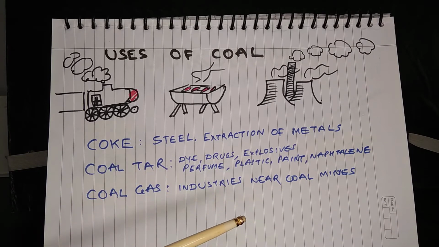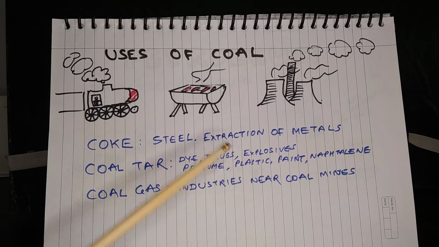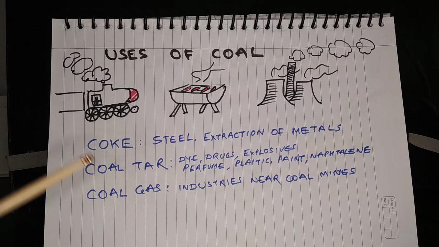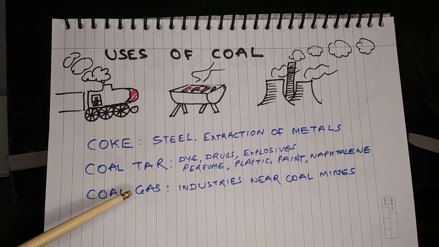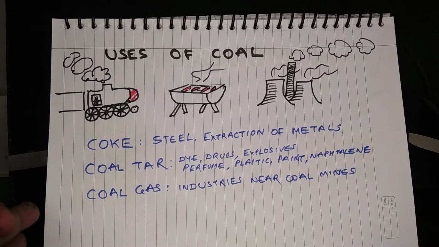Coal tar is used for making the upper surface of road. It is also used for making various items like dyes, drugs, explosives, perfume, plastic, paint, naphthalene balls, etc. Coal gas is used as fuel in industries, especially in those industries which are situated near coal mines.